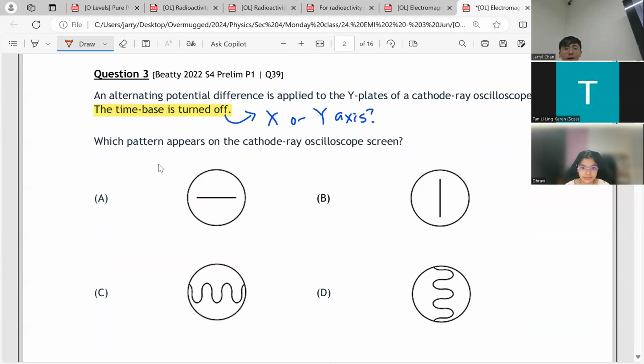Okay, question 3. Yeah, this one. Time base is turned off. One question to ask you and you will know already. Is this X or Y axis? Time base. X axis on. So if I know that X axis is turned off, what does that mean? It won't be moving this way. If it doesn't move left to right, my CRO screen should look like this. There will still be up and down, but it won't move left to right anymore because the time x-axis is turned off. So the waveform basically looks like this.